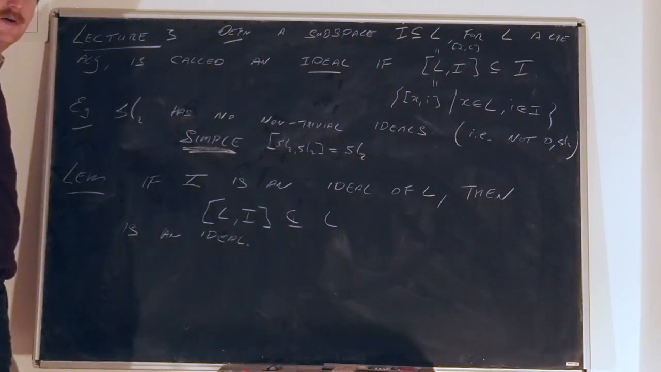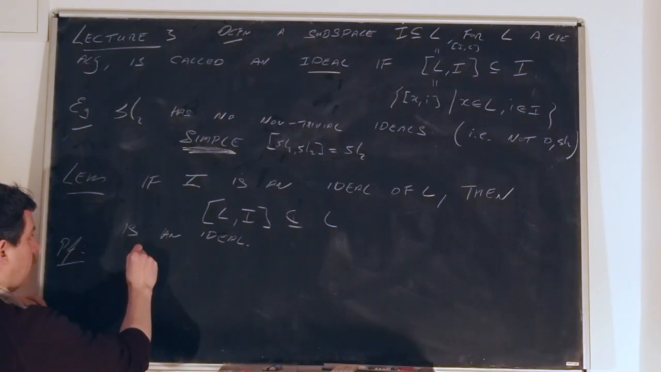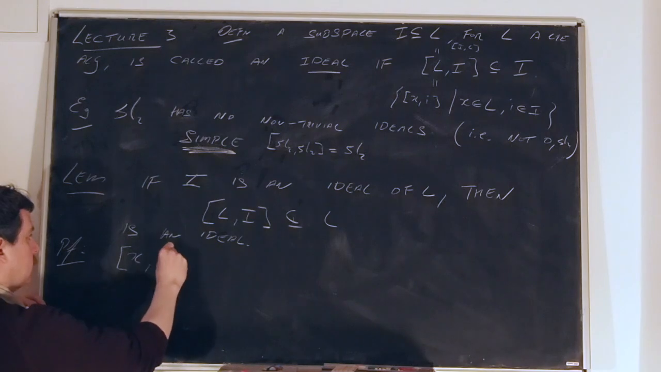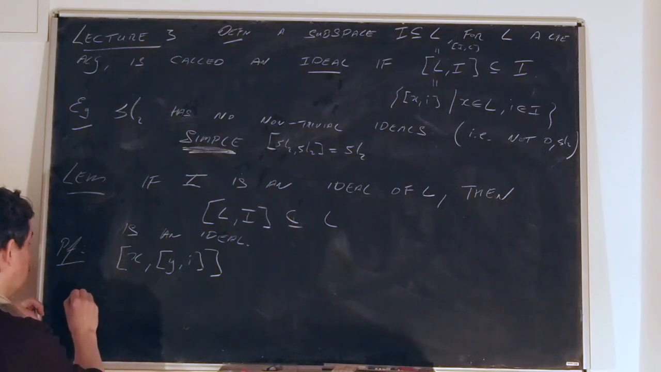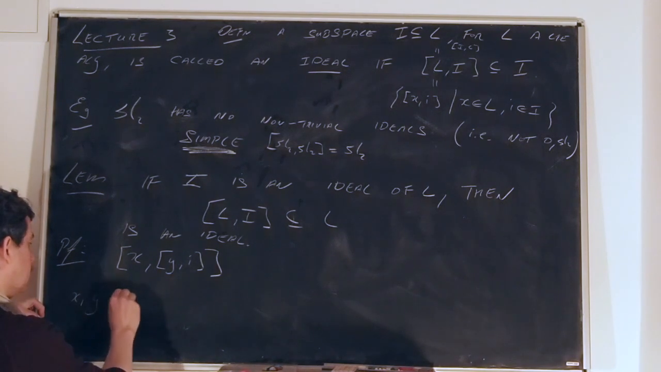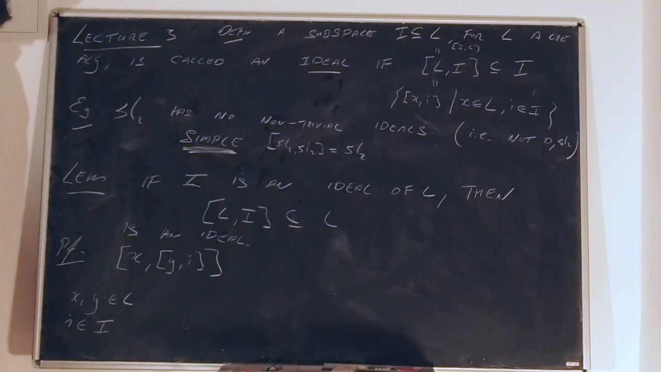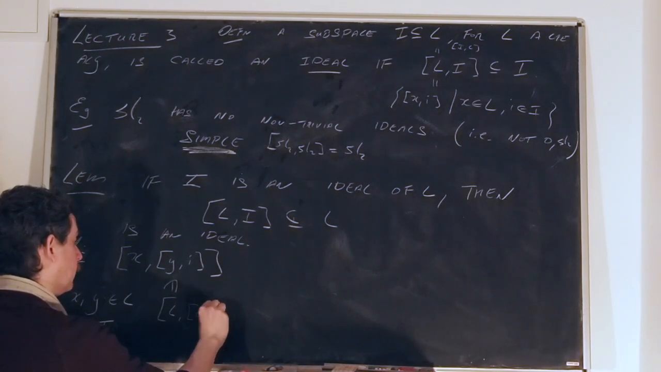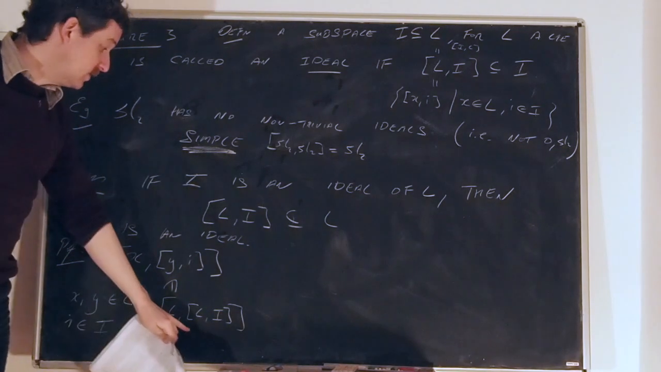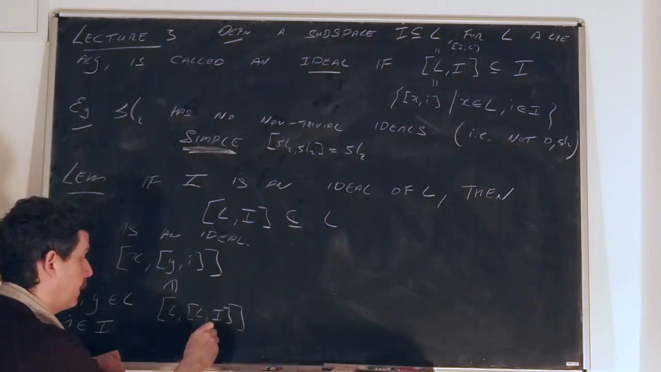But we prove this, well, this is very easy actually. So let's look at x, y in L, and i in I. So we'll have x and y contained in L, and i contained in I. So that means that this thing here is contained in [L, I]. Now we want to show that this, because this is our ideal. Let me write it in red.